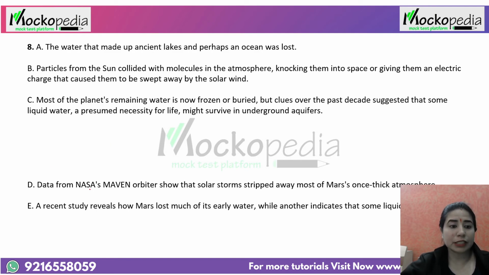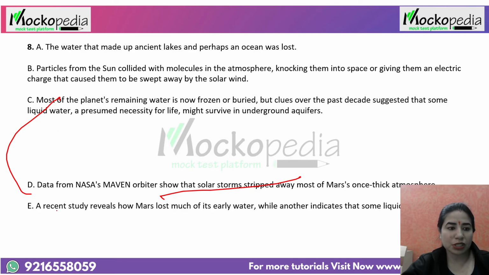Data from NASA's Maven orbiter show that solar storms stripped away most of Mars' once thick atmosphere. Right? So if you see, that's probably B and C explaining: a recent study revealed how Mars lost much of its early water while another indicates that some liquid water remains. So this is how solar storms stripped away the Mars atmosphere. So this looks like a broader statement. Now, how particles collided with molecules in the atmosphere. Now, what is happening to the remaining water?